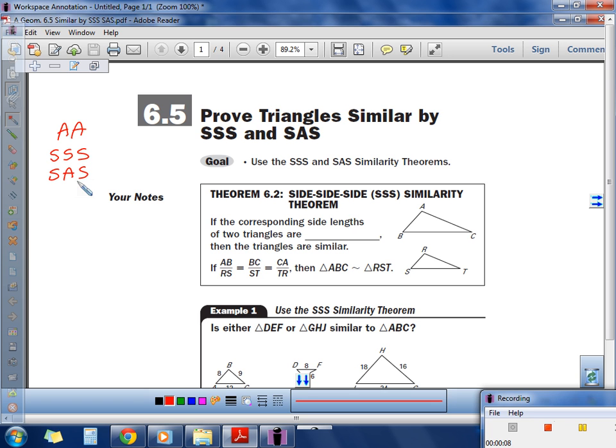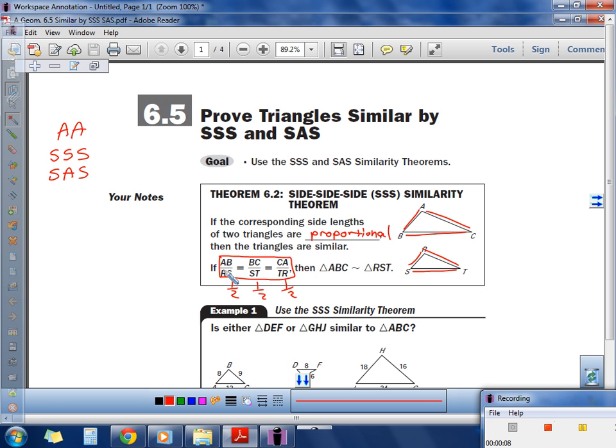So starting off, side-side-side similarity. If the corresponding side lengths of the two triangles are proportionate, or proportional, then the triangles are similar. So the key thing, each of these sets of corresponding sides must be equal. So you have to compare AB to RS, and we'll say that comes out to 1/2. Well, that means BC over ST must also be 1/2, and CA to TR must also be 1/2. That would be an example.